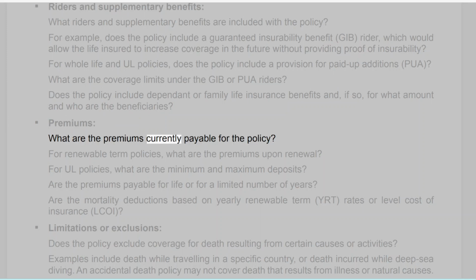Premiums. What are the premiums currently payable for the policy? For renewable term policies, what are the premiums upon renewal? For UL policies, what are the minimum and maximum deposits?